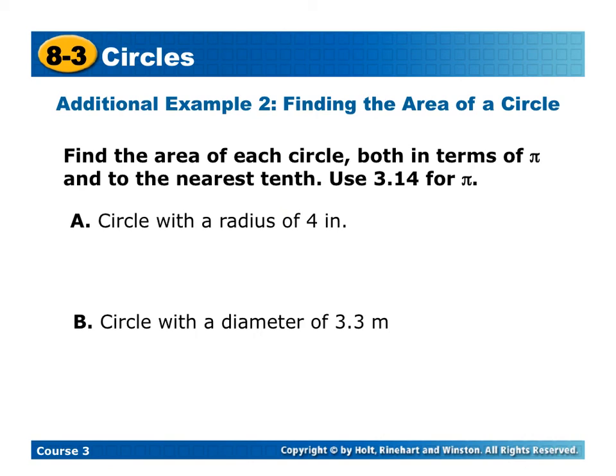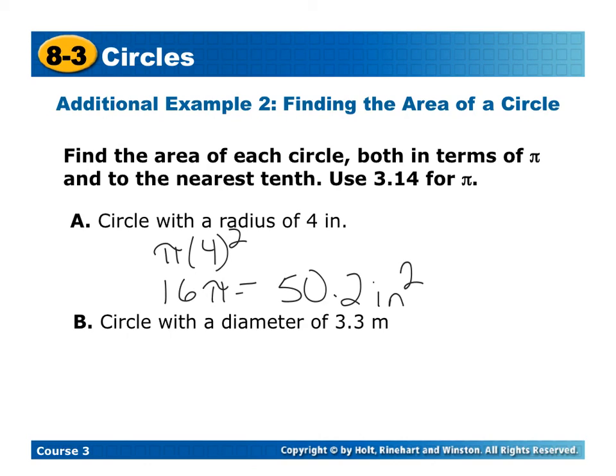So we're going to find the area of each circle both in terms of pi and to the nearest tenth using 3.14. So in our first one, it's a radius of 4. So in terms of pi, we're going to do pi times 4 squared, and 4 squared means 4 times 4 is 16. So we have 16 pi, which is also equal to 16 times 3.14, 50.24, or 50.2 inches squared.